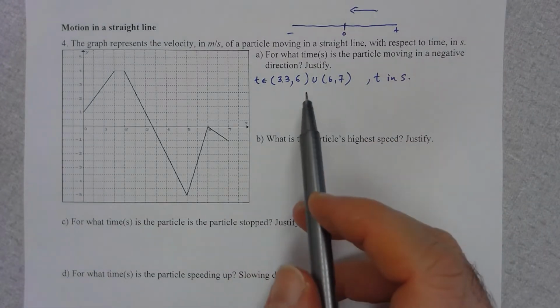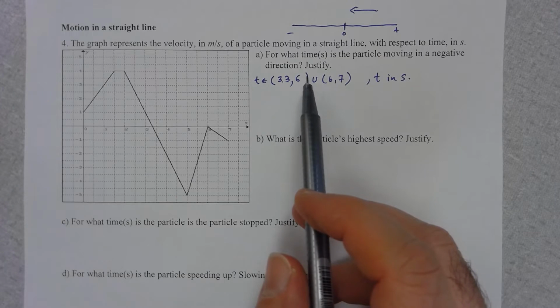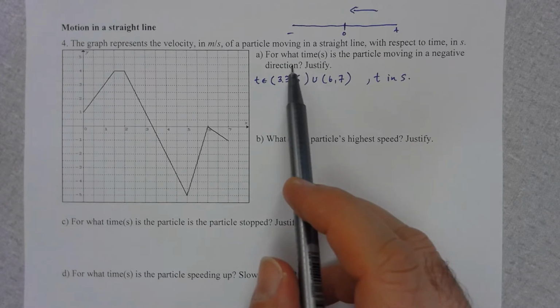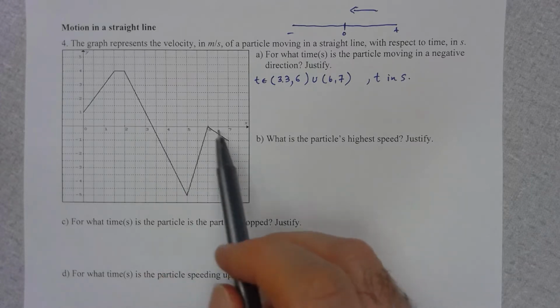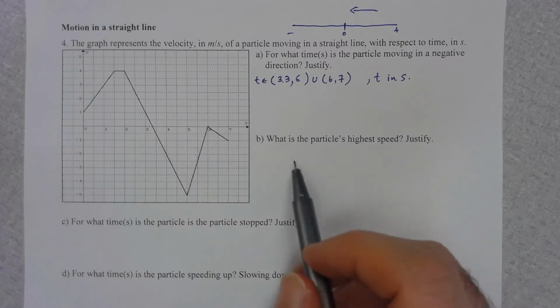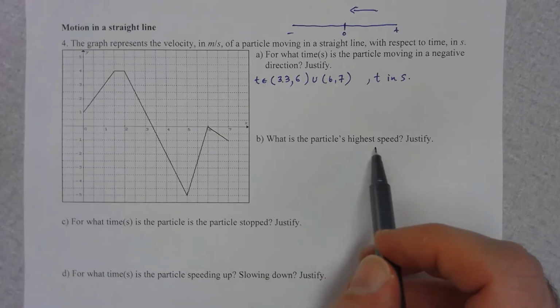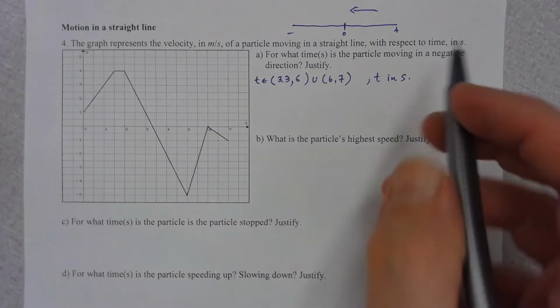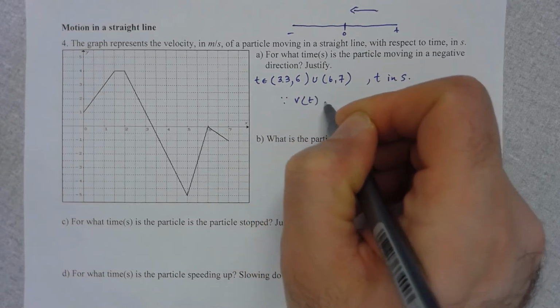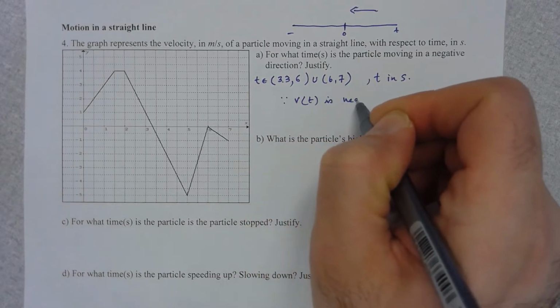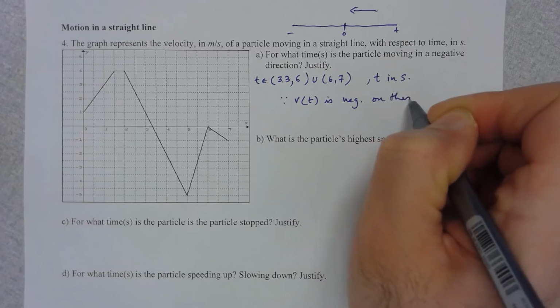So we just used a property that we determined, that moving in a negative direction is equivalent to the velocity having a negative value, which encompasses all of these here. All right, so let's take a look at B. It says, what is the particle's highest speed? And justify. So here actually we didn't justify. We should say, since v of t is negative on these intervals.